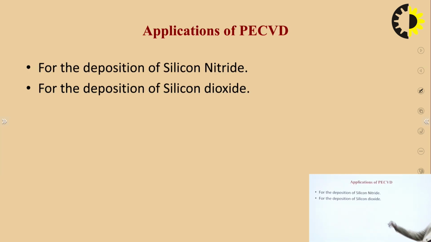Applications of PECVD. It is used for deposition of silicon nitride and the deposition of silicon dioxide. So we have seen that silicon dioxide can be created by one method that I have told earlier, APCVD, and silicon nitride can also be created by using LPCVD. So PECVD is used for the deposition of these two things, silicon nitride and silicon dioxide. So let me just tell you about these, polysilicon, silicon nitride and silicon dioxide, in short.